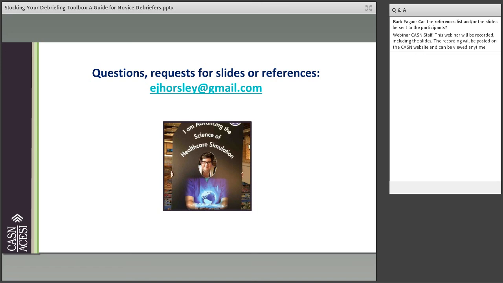Ideally, you want to give everybody a chance, and conversely, when you've got really quiet participants, you've probably got a handful of really loud participants too. So that's part of your skills as a debriefing facilitator, balancing all that out.